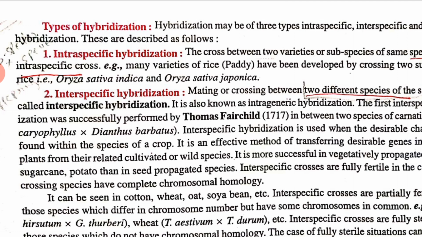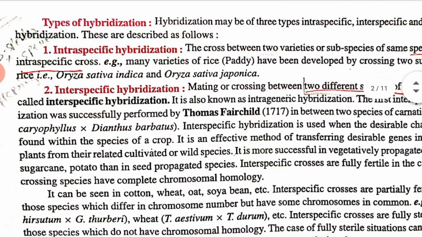Second is interspecific hybridization. So what is interspecific hybridization? When the cross is done between two different species of the same genus, it is called interspecific hybridization. Is it clear? This is known as interspecific hybridization.